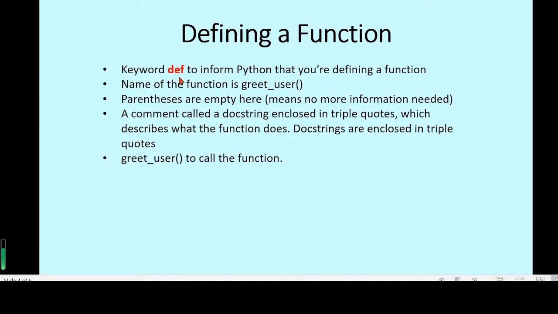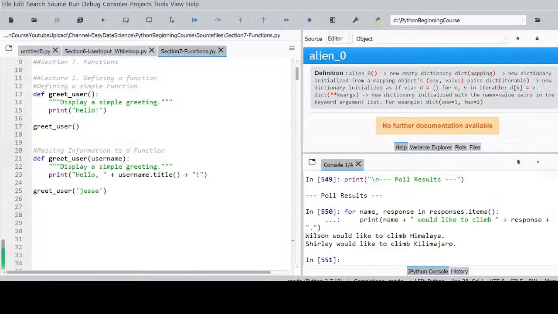The keyword def informs Python that you are defining a function. Next, the name of the function is greet_user. The parentheses are empty here, which means no more information is needed to run this function. Then a comment called a docstring, enclosed in triple quotes, describes what the function does. Greet users could call the function.